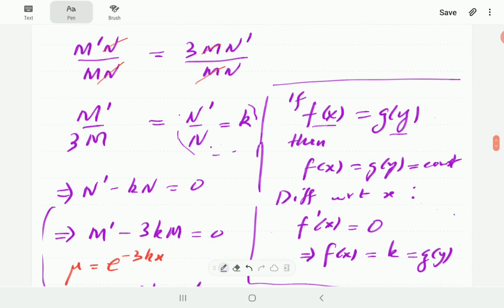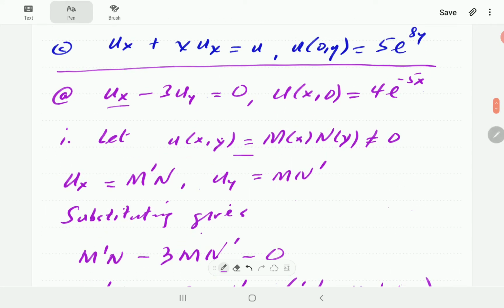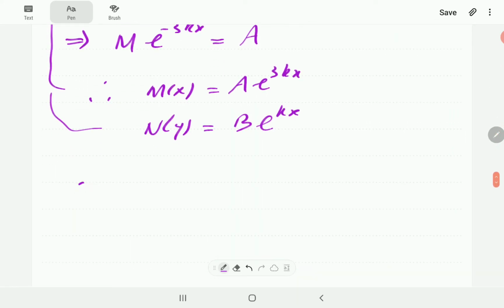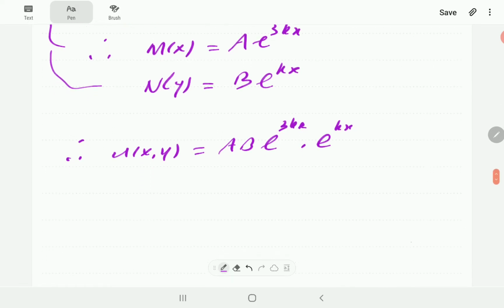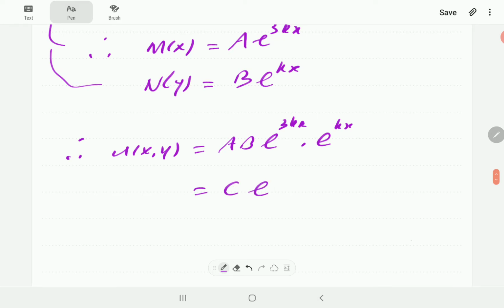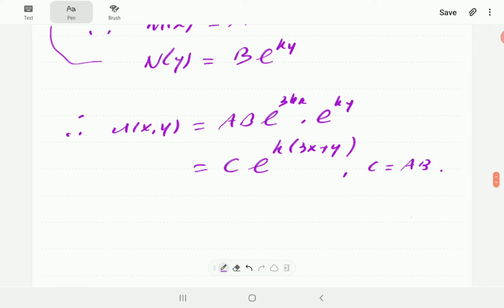Okay, so we now have m and n, which means we can write u. Remember, u is m times n. So therefore, we're going to have u is equal to ab, so that's the constants. Then we're going to multiply the exponential terms. So we can write this as c e to the k into 3x plus y. Just a typo here. This one is a function of y. Where c is another constant formed by multiplying ab. So this is our general solution then of u.